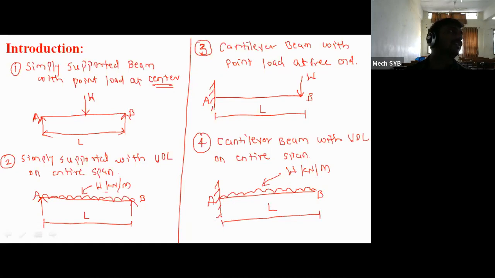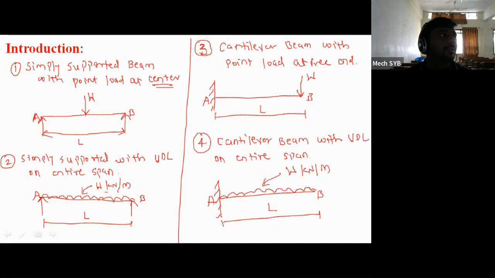So why is it called the standard case? Because if you look at figure number 1, the simply supported beam with only one point load at the center point, it will be at a distance L by 2 from point A and L by 2 from point B. That means exactly at the center point, the W amount of point load is applied. Then simply supported with UDL on entire span is also the second standard case. So for the simply supported beam, only two standard cases are there, in the form of point load and in the form of UDL.